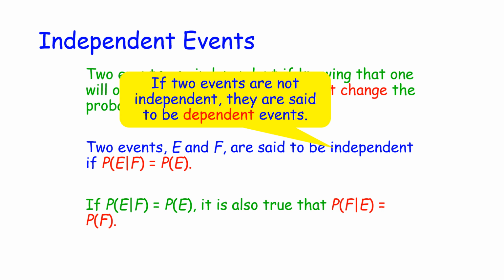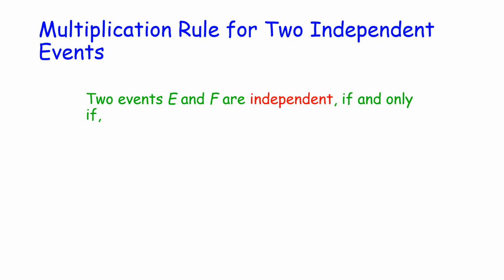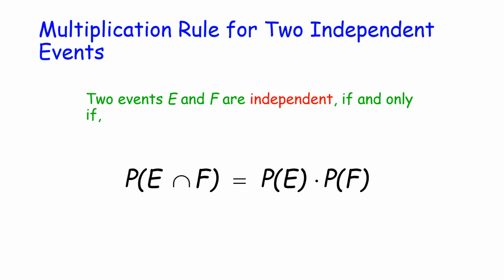Other types of independent events would be flipping a coin twice, or rolling a six-sided die twice. The first roll won't affect the second roll, and on a coin flip, your first flip doesn't affect the outcome you could get on the second flip. The multiplication rule for two independent events: if you have two events, E and F, they're independent if and only if the probability of E and F, or E intersected with F, equals the probability of E times the probability of F.